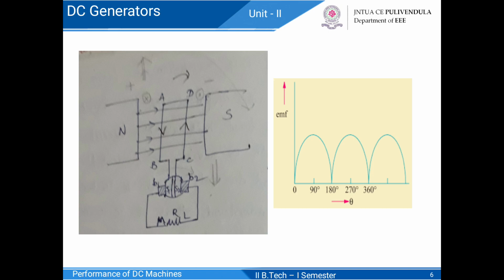So actually the generated EMF or generated current in a DC machine is alternating current. With the replacement of slip rings with the split rings, we are going to convert that alternating current into unidirectional current.